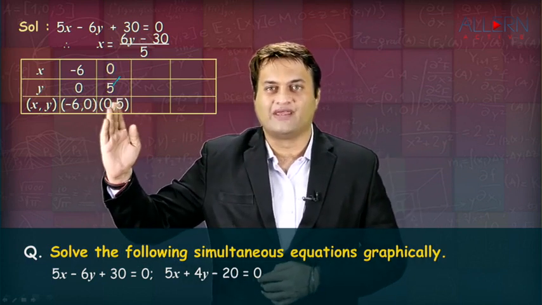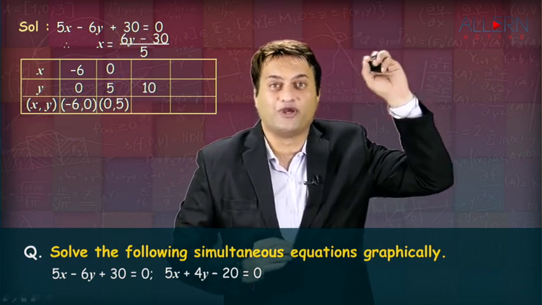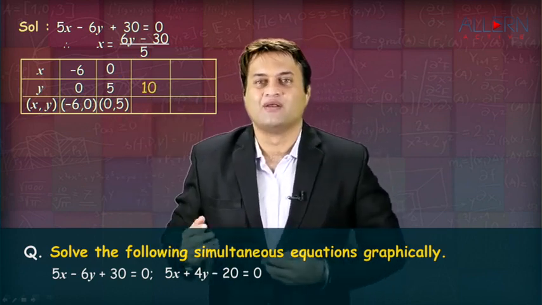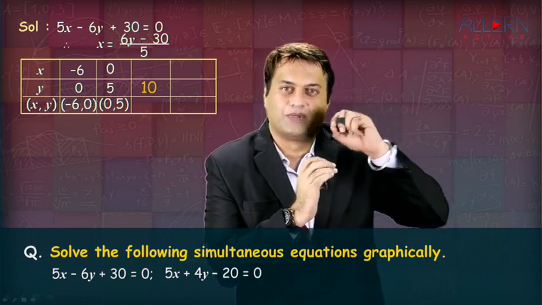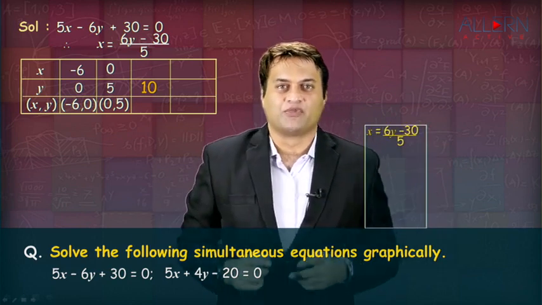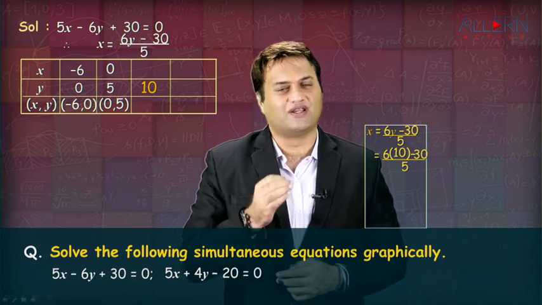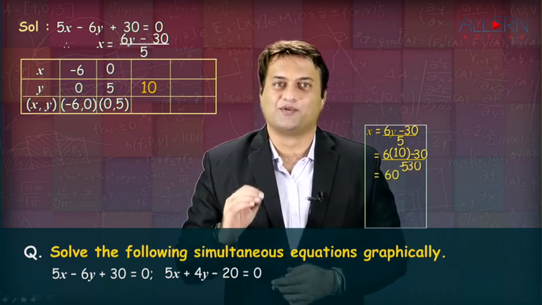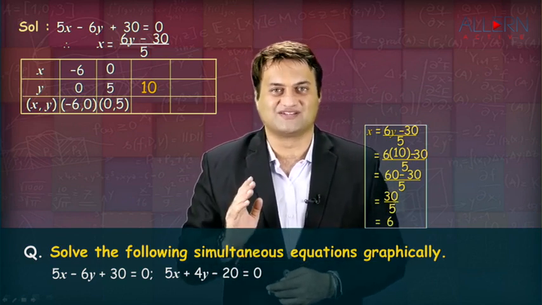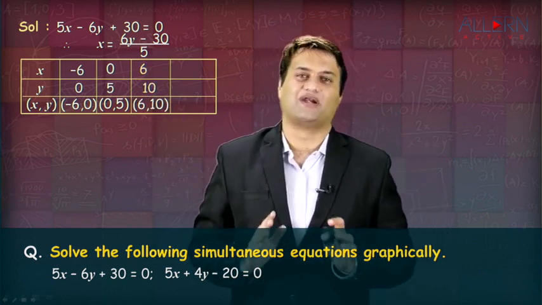Next point has to be 10, right? I know 10 is the topmost point, but we can't help it. We need to take 0, 5, 10. So you need to adjust on the graph paper properly. Just take care of the presentation here, which is very, very important. When y is equal to 10, you get x is equal to 6 into 10 minus 30 upon 5, which is 60 minus 30 upon 5, that's 30 upon 5, which is equal to 6. So when y is equal to 10, x is equal to 6, the point is 6 comma 10.